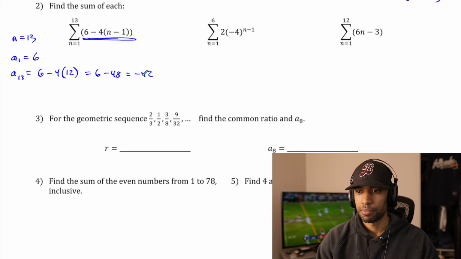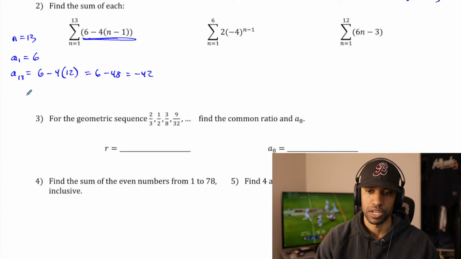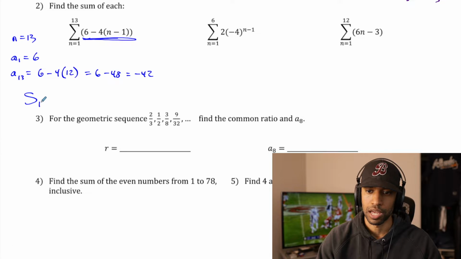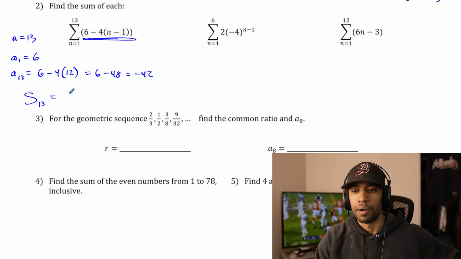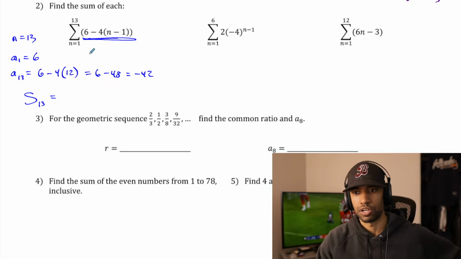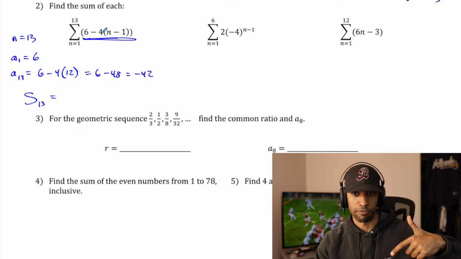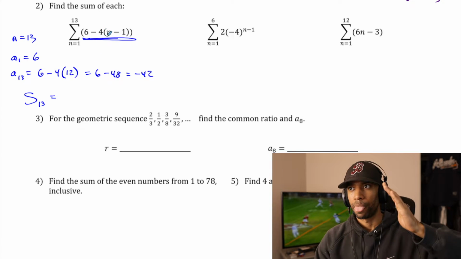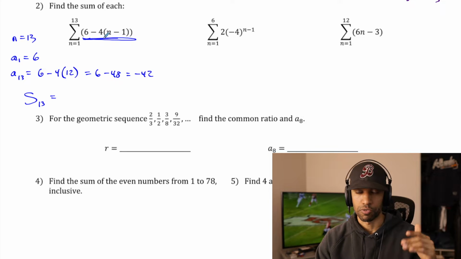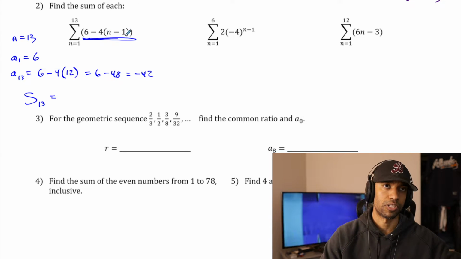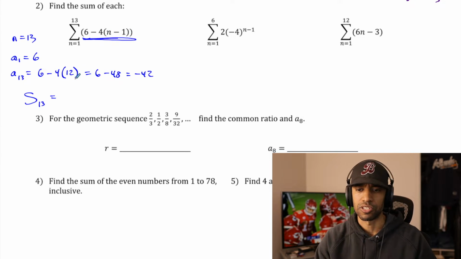So we have the first term, last term, and number of terms here to then figure out S sub 13, the sum of the first 13 terms here. 6, by the way, common difference is negative 4. So this would be 6 plus 2, because 6 minus 4 is 2. 6 plus 2 plus negative 2 plus negative 6, etc. We expect a negative answer.